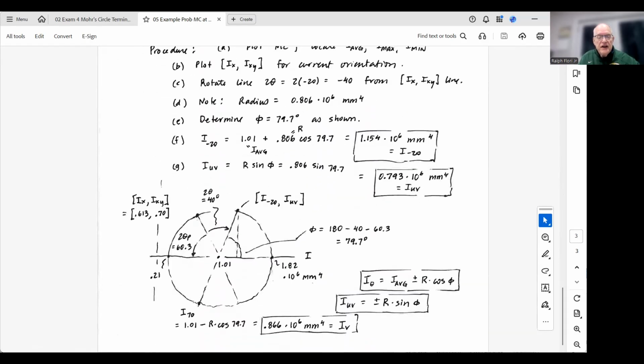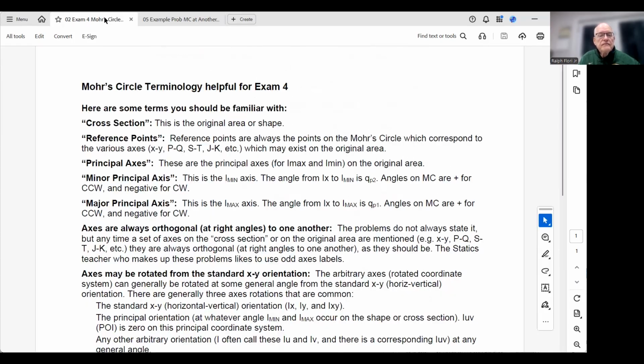And then finally, if you look down here on this picture, I didn't label this, but this set of axes is the X and Y. This set of axes is the max and min. This set of axes is the U and V, or the P and Q, or the R and S. So if a problem talks about the cross-section or talks about a set of axes, this is the picture you should have in mind. So again, reference points are the labels on the axes.